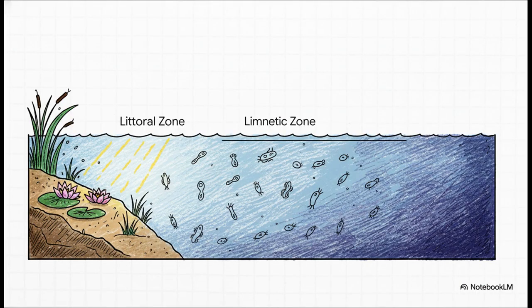So even a lake has these neighborhoods. Right along the shallow shoreline is the littoral zone. Here, sunlight can reach all the way to the bottom, so you get rooted plants like reeds and water lilies growing.